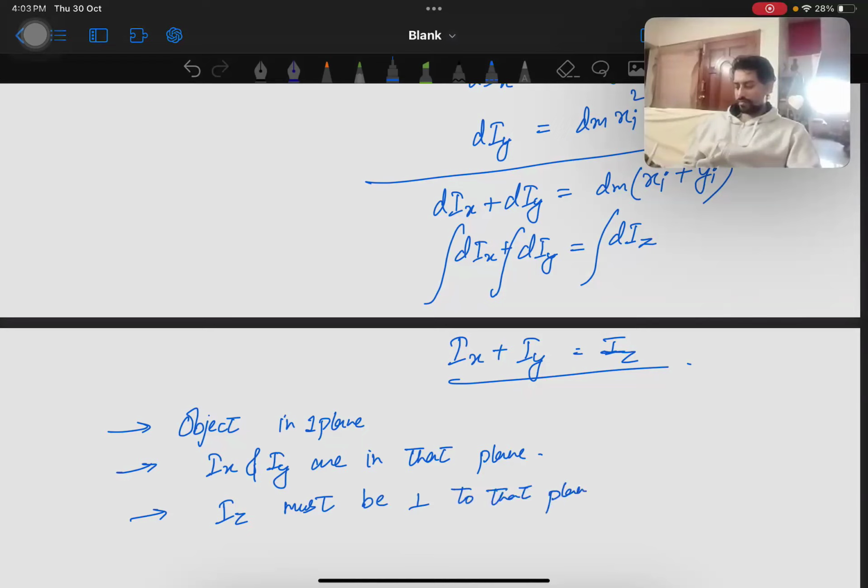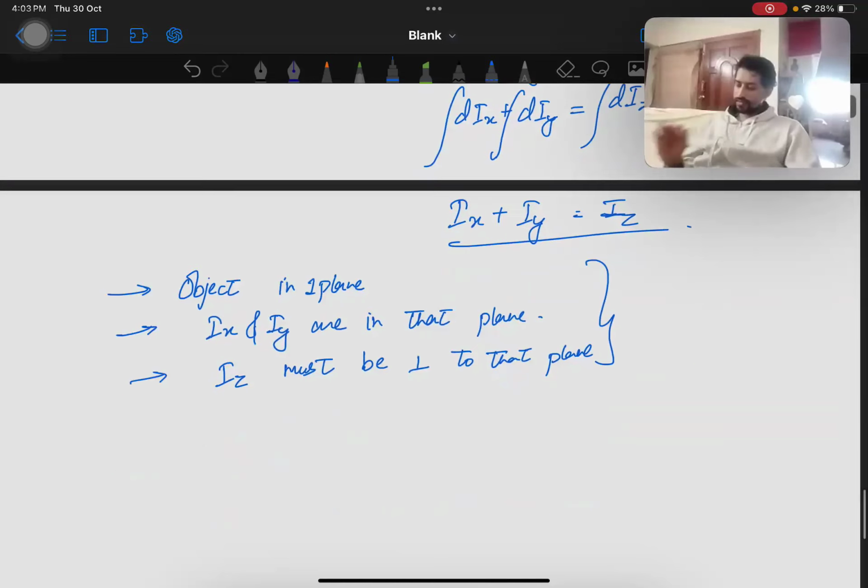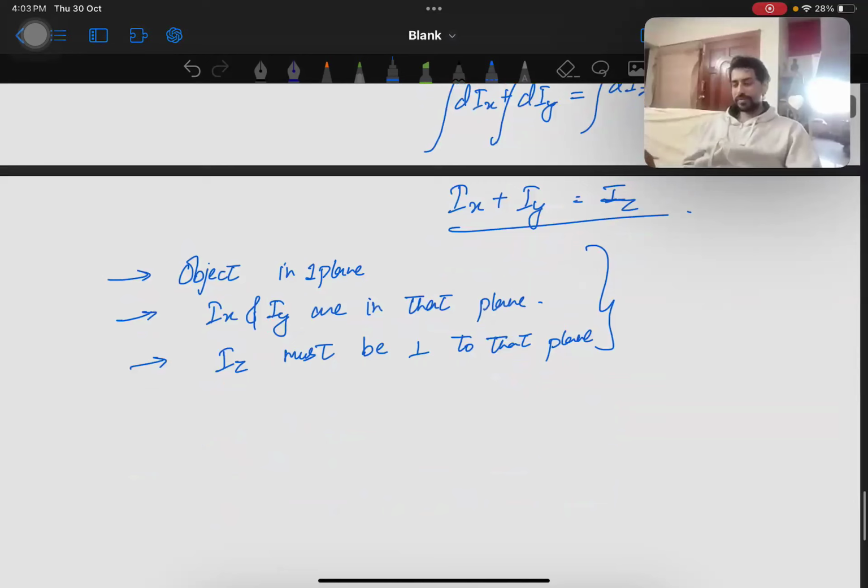Fine. If it satisfies all of these conditions, then it doesn't matter whether the origin or the point that you're selecting is present in the area of that object or outside. Doesn't matter. This relation is going to hold: Ix plus Iy is Iz.